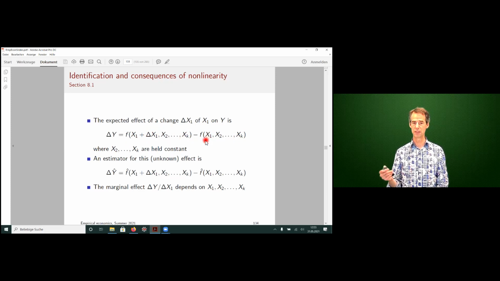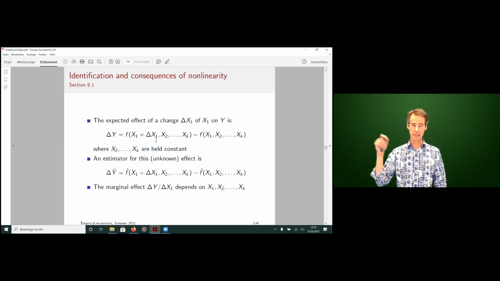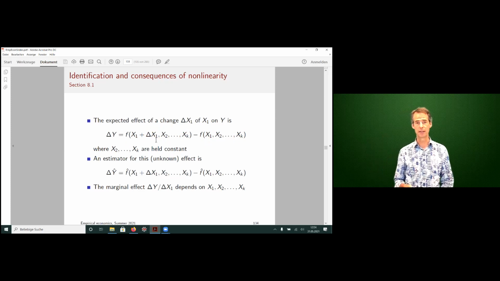We look at the difference, so that's the expected change in y if we change the first regressor from x1 to x1 plus delta x1, keeping constant all other regressors. So this is the expected change. Of course, we would estimate that in some way. We will talk about that later. We would estimate that by estimating the value after the change and the value before the change, and then we have an estimated change.